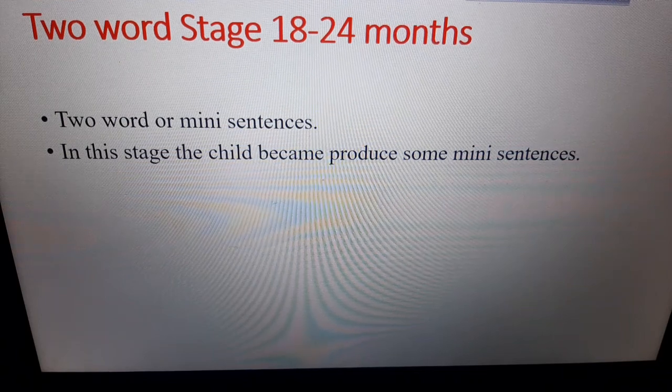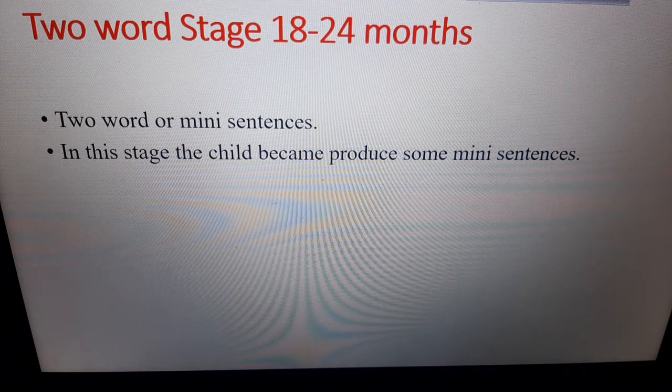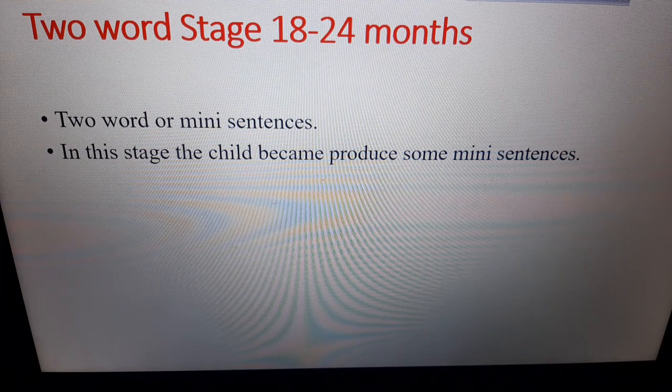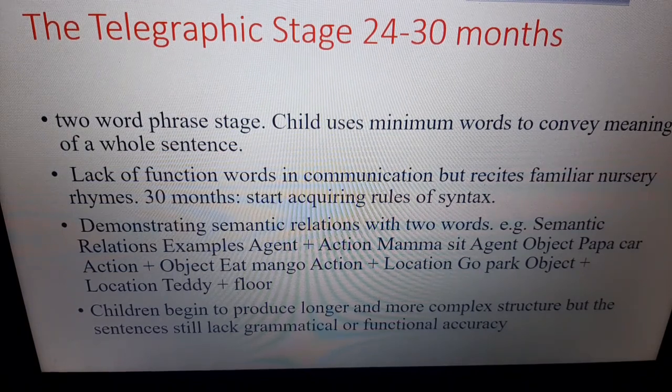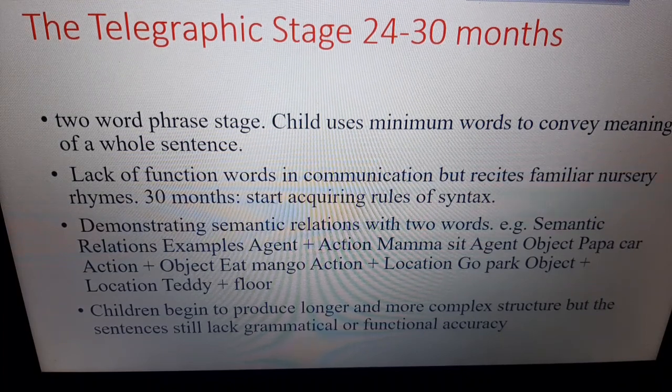Two-word stage, that is 18 to 24 months, two-word or mini sentences. In this stage, the child produces some mini sentences. The telegraphic stage, 24 to 30 months, two-word phrase stage. The child uses minimum words to convey the meaning of a whole sentence. Lack of function words in communication, but recites familiar nursery rhymes. At 30 months, starts acquiring rules of syntax, demonstrating semantic relations with two words.